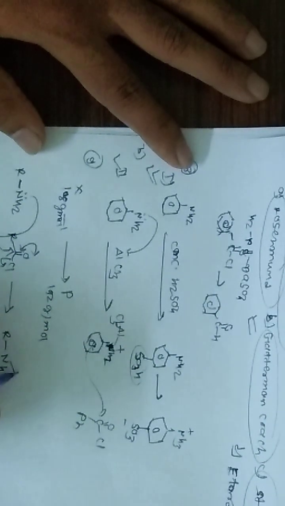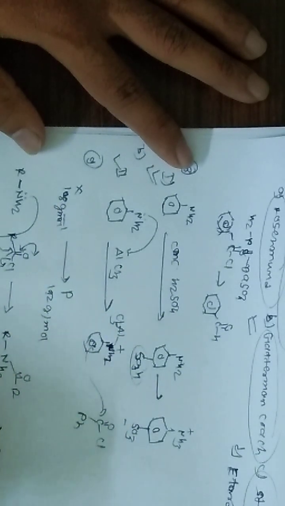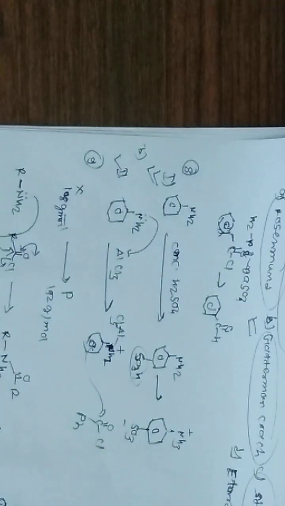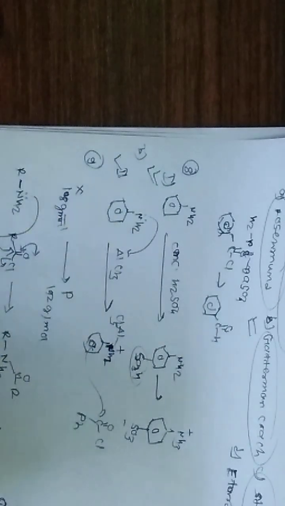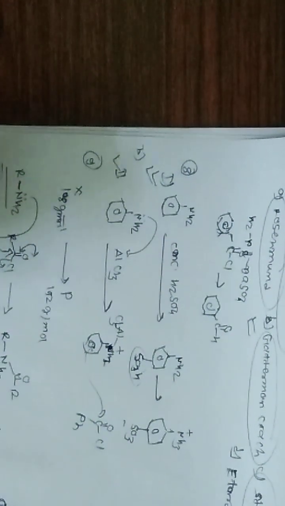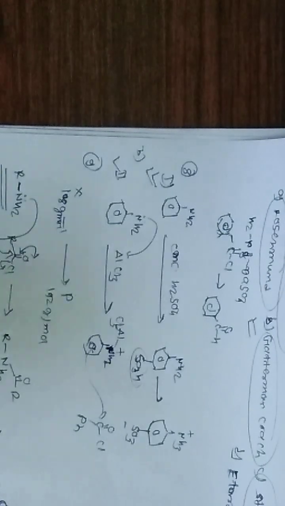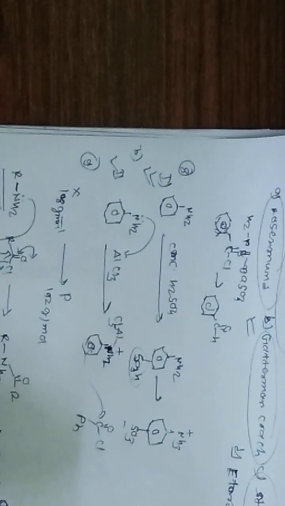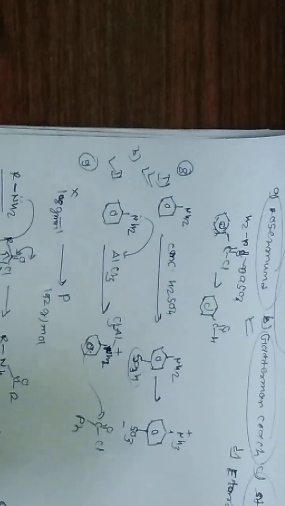NH2, double bond O, R. A positive charge comes, one of the protons leaves out, and RNH double bond O R is formed. So they gave us the molecular mass of the reactant and also the molecular mass of the product. They asked how many amino groups are there.